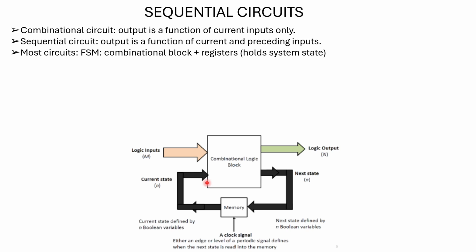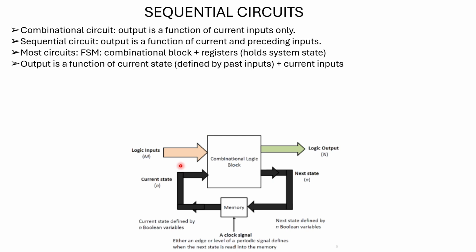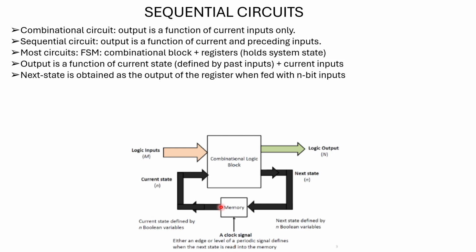So basically, at a clock transition, data is sampled. So output, as I already said, will be a function of current inputs as well as a function of the current state here. We have already discussed that output is a function of the current state, which is defined by past inputs, and current inputs. So the next state is obtained as the output of a register when fed with n bit inputs.